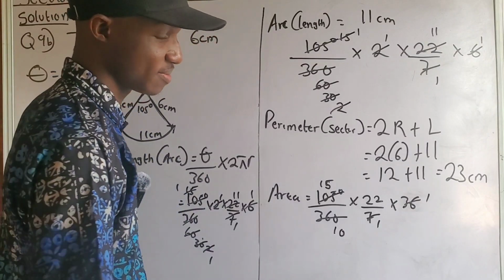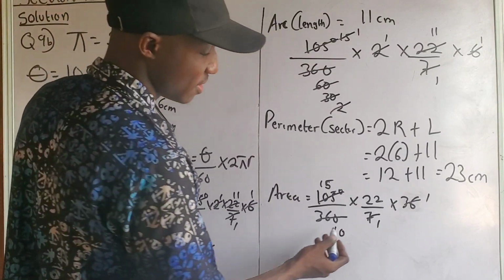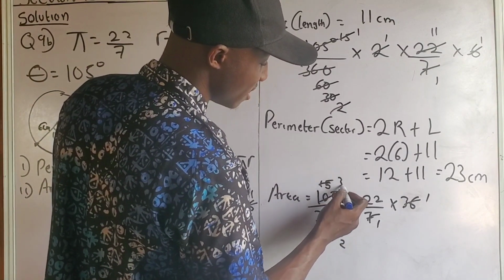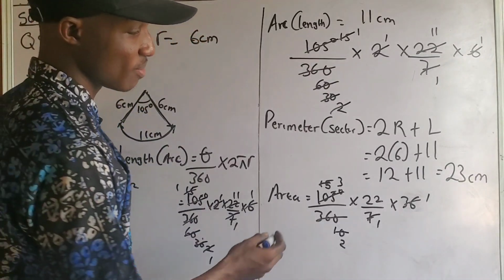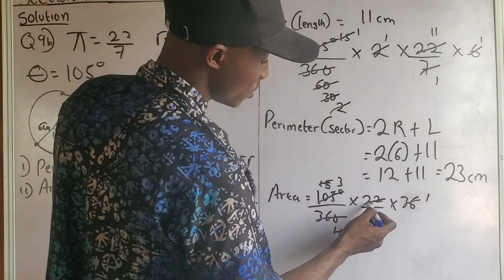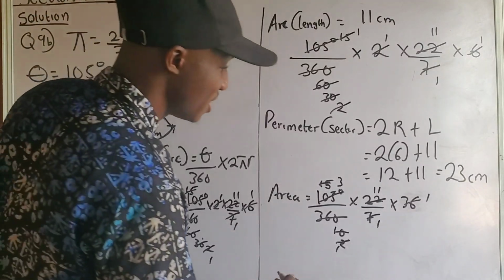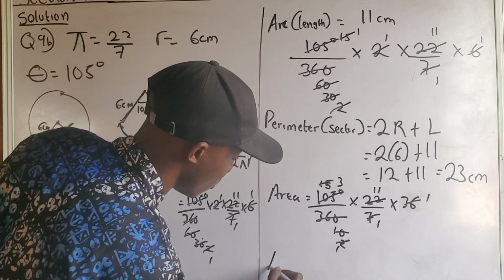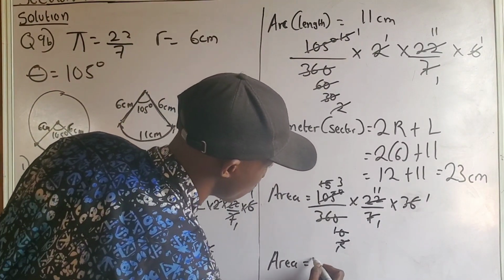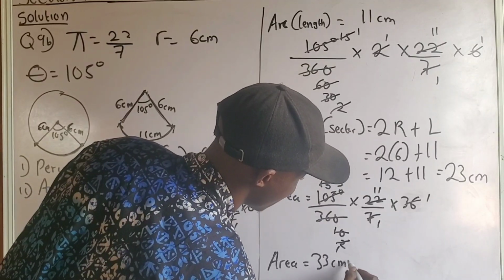Are you getting it? You can still reduce it. 5 here 2, 5 here 3. Do you understand? So I'm left with what? 2 here 1, 2 here 11. 11 times 3, that is 33. So the area of the sector is equal to 33 centimeter squared.